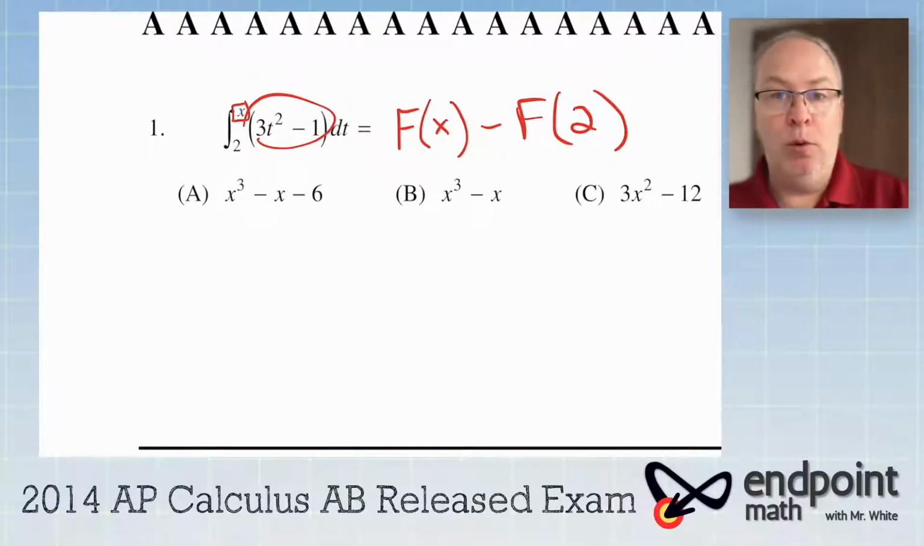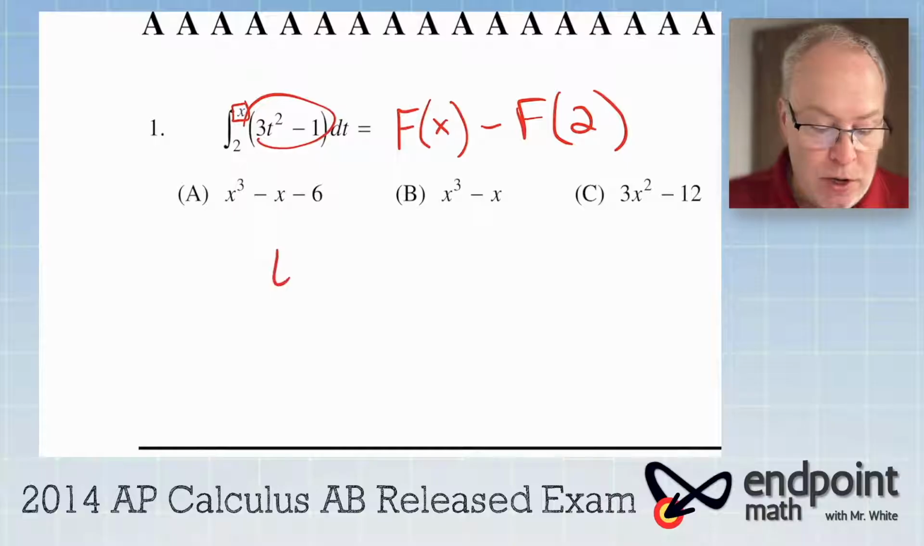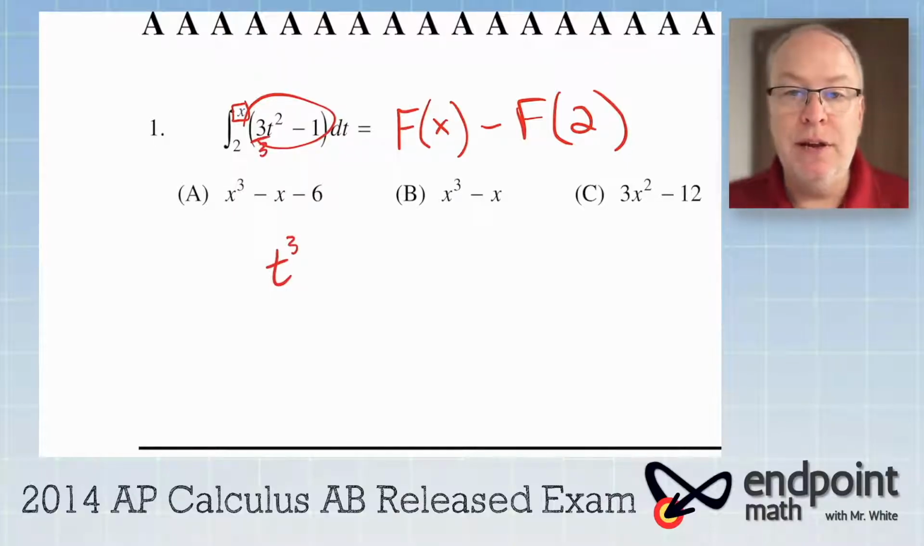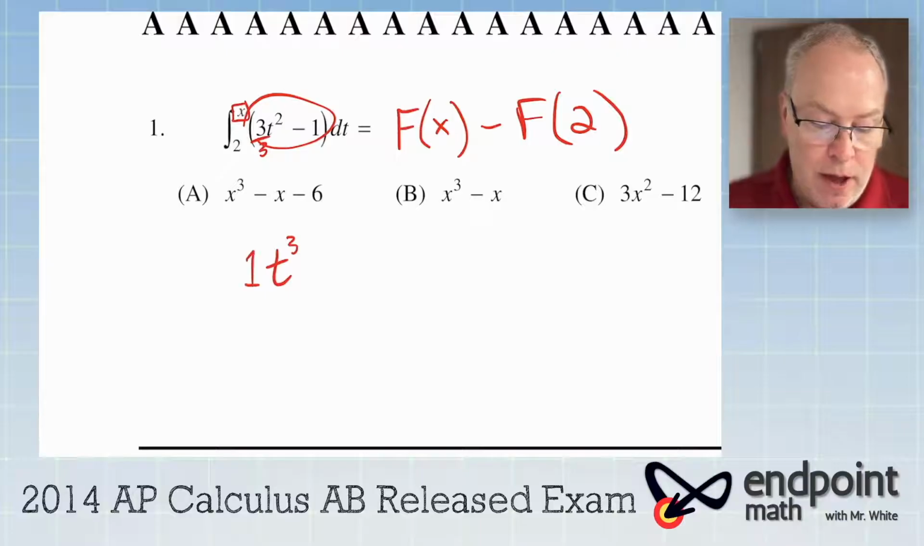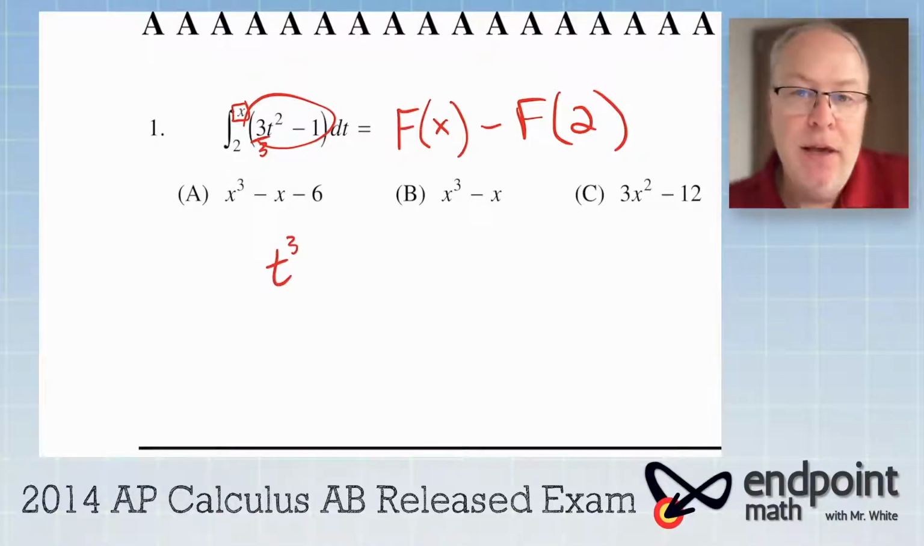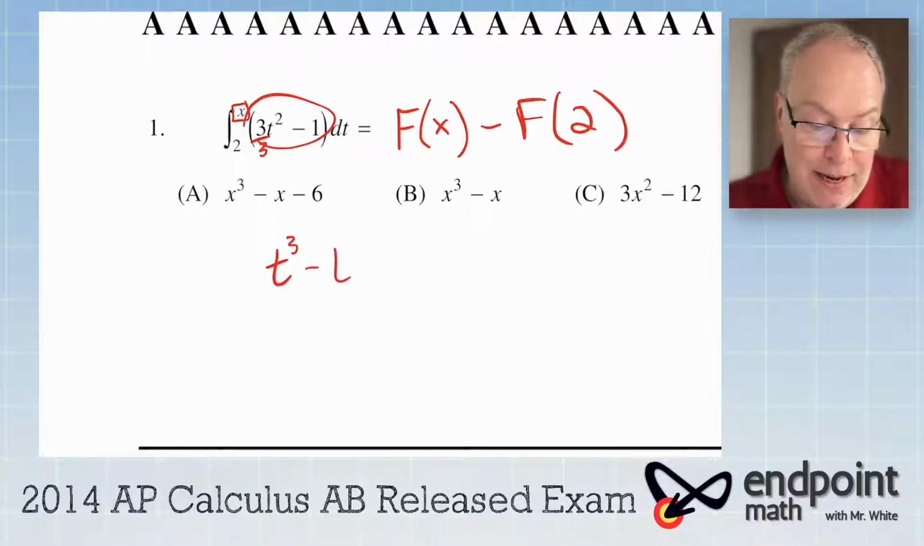So we're going to do the power rule in reverse. So we add 1 to the exponent, and then we divide by the new number. So 3 divided by 3 is 1 out front. So I'm not even going to bother writing that. So t to the third there. And then the antiderivative of negative 1 is negative t. Okay, and we're going to evaluate that from 2 to x.